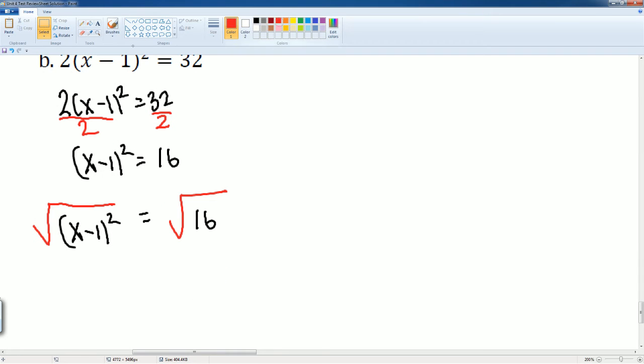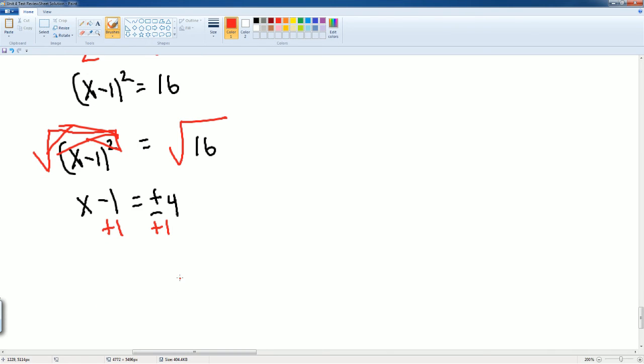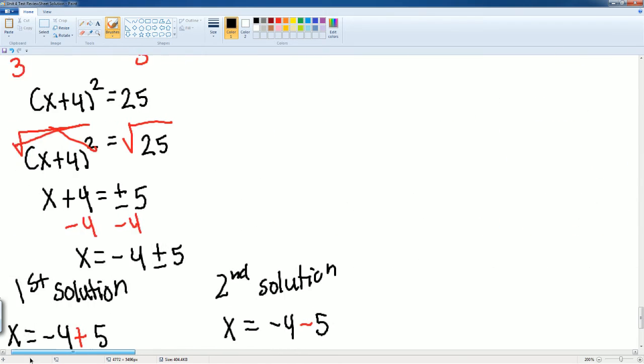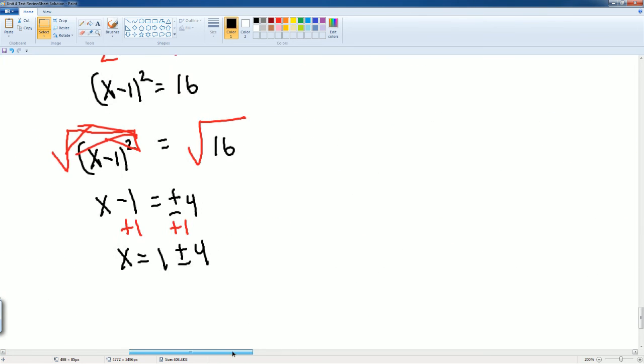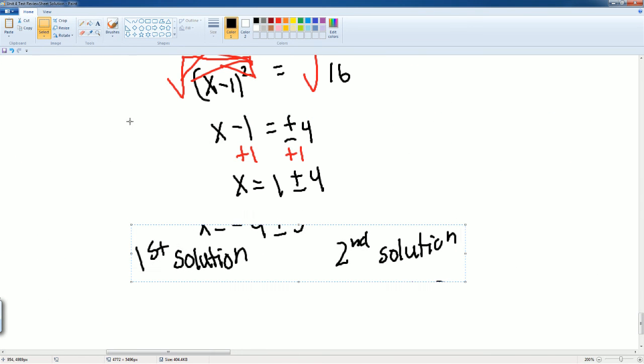Once we take the square root, this cancels out, leaving you with x − 1. On the right hand side, radical 16 is plus and minus 4. We now want to add 1 to both sides. You have x is equal to 1 plus and minus 4. Like before, you are going to have two solutions.